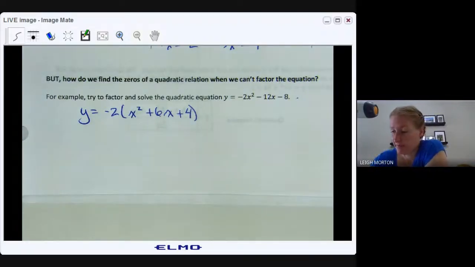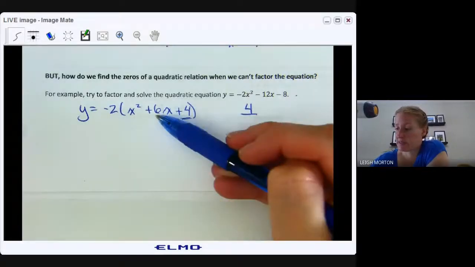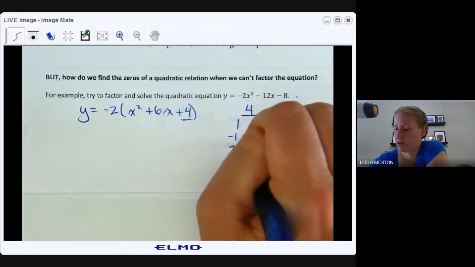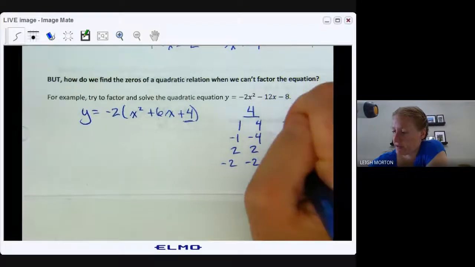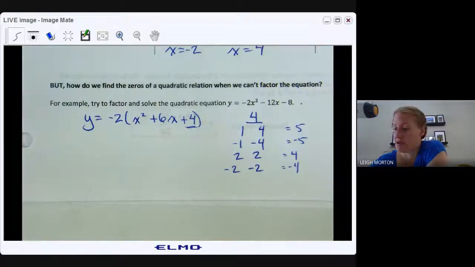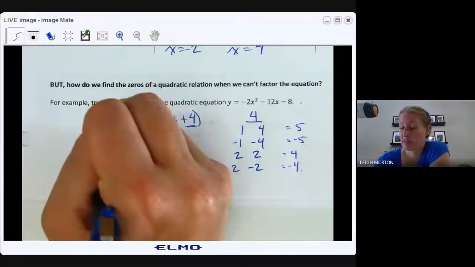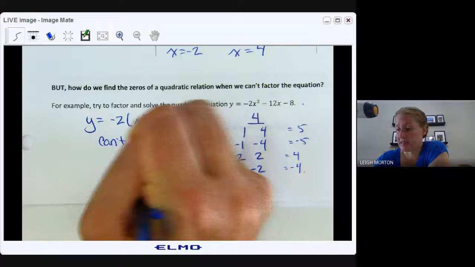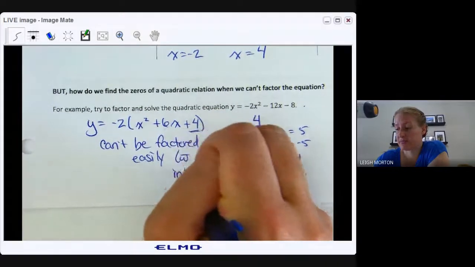Now when we factor it, we need to look for the factors of +4 that will add up to 6. So I get 1, 4, -1, -4, 2, 2, -2, -2. I add them up, I get 5, -5, 4, -4. None of these add up to the value we need. So this equation can't be factored easily. By easily, I mean with integers.